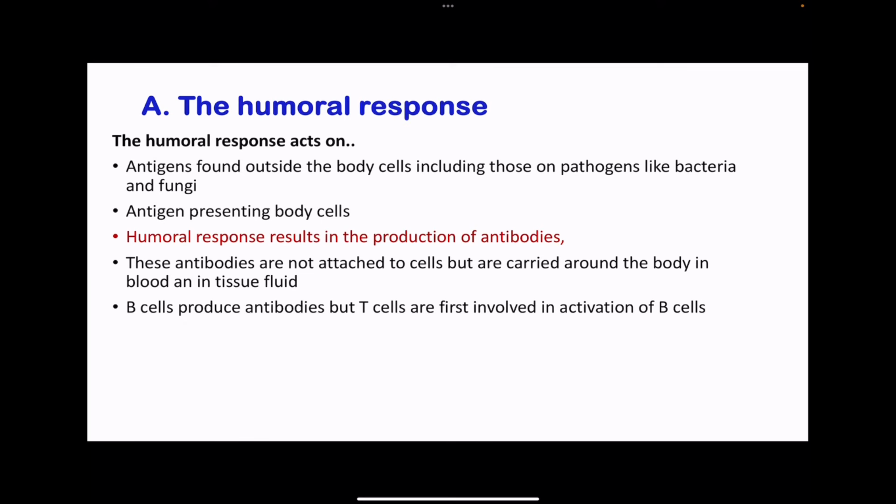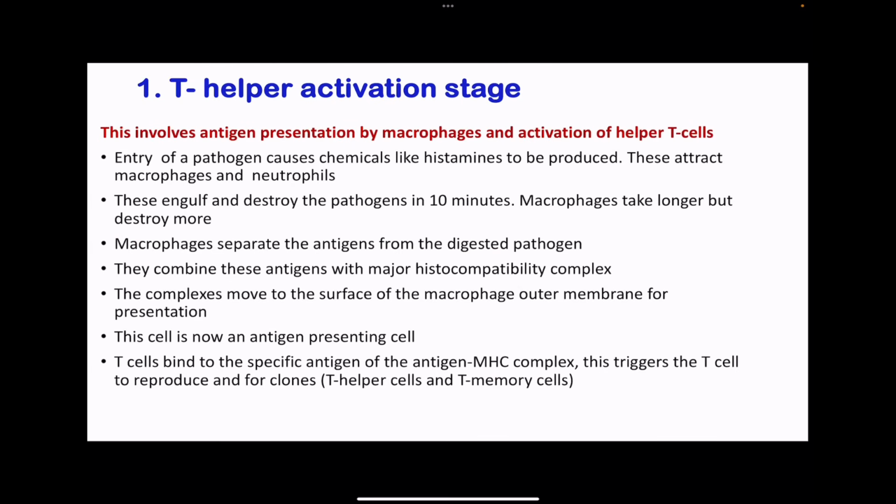Beginning with a humoral response, all cells have specific molecules on their surfaces. So for pathogens, we can call these molecules antigens, and these can be detected by the body's immune cells. So antigen presentation can take place by the body cells. And when antigen presentation occurs, the humoral response is going to lead to production of antibodies. But to produce antibodies, we have to activate T cells to produce T helper cells. And the activated T helper cells are going to cause the activation of B cells. And these B cells will then produce the antibodies, which carry out agglutination, neutralization, and so on.